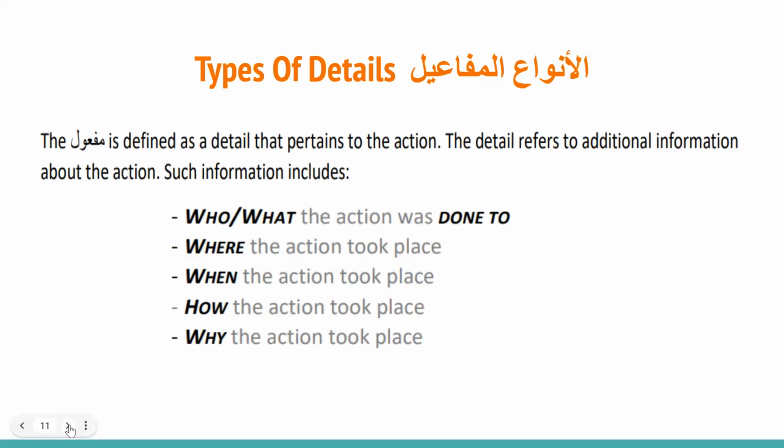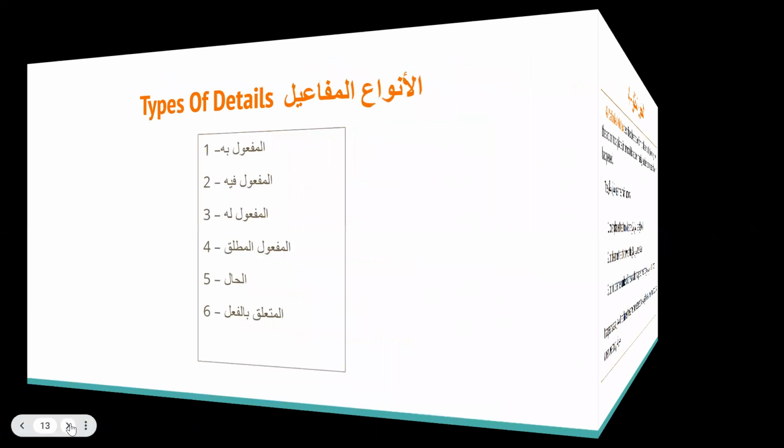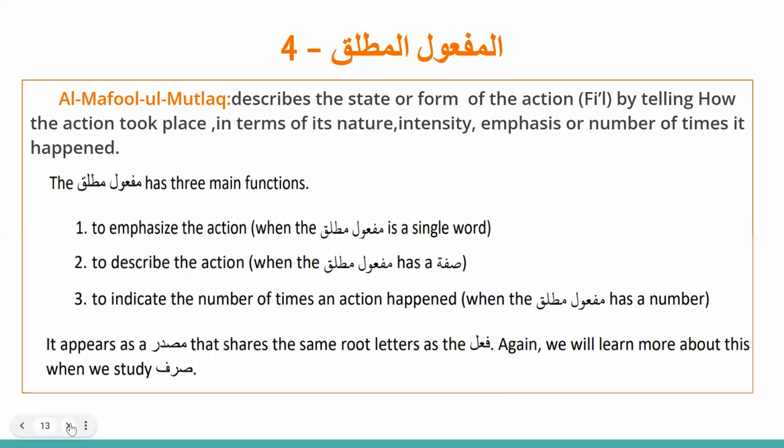So today our main topic is Mafool Mutlaq, which is the fourth type, right? So let's see what Mafool Mutlaq is. Mafool Mutlaq, it is obviously a mafool, so it describes the action. But what aspect? It describes the state or form of the action which is fail, by telling how the action took place.